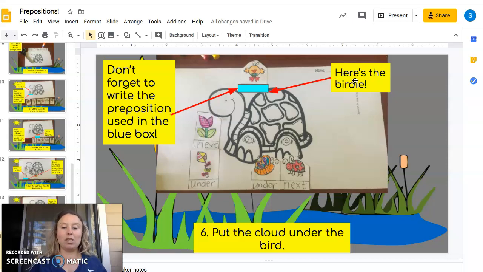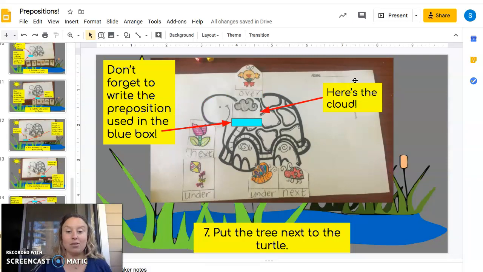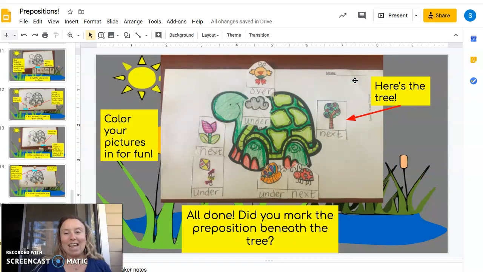Good. Number 6, put the cloud under the bird. Pause me now to do so. Here's the cloud. It's under the bird. Write down your preposition. Number 7, put the tree next to the turtle. Okay, pause me now. Here's the tree next to the turtle. You'll notice that I wrote down the preposition for the tree underneath. Each one of these has its correct preposition, and I colored in my picture for fun.